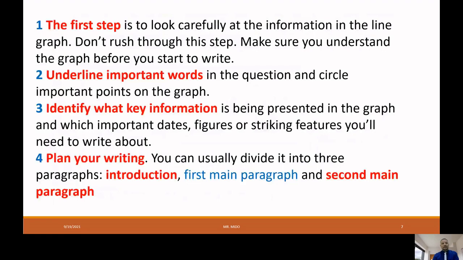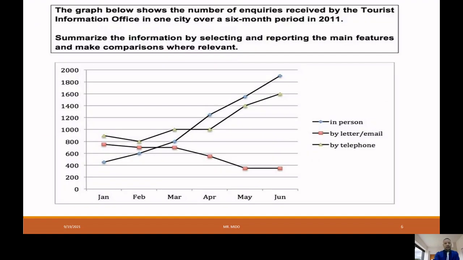Let's go. First step, look carefully at the information in the line graph. Don't rush through this step, but make sure you understand the graph before you start to write. You have to understand which line is the highest and the lowest one and why. Maybe we have some reasons here and so on. Underline important words in the question.